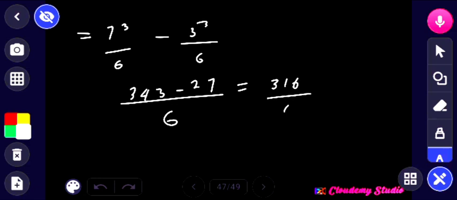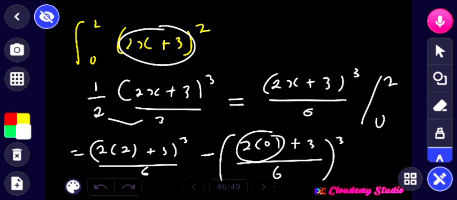316 divided by 6. Can it go? That is 52 whole number 2 over 3, which is still the same thing as 158 over 3. You understand? Because 316 divided by 2 gives us 158. Yeah, 158 over 3. That's the answer to this particular question that we have here. So that's how to solve questions under definite integral.